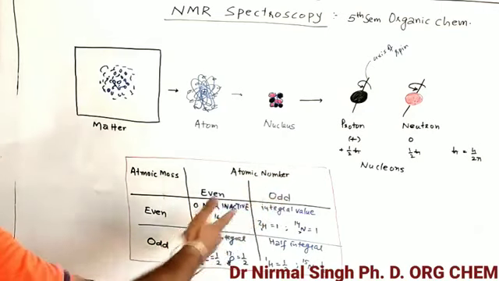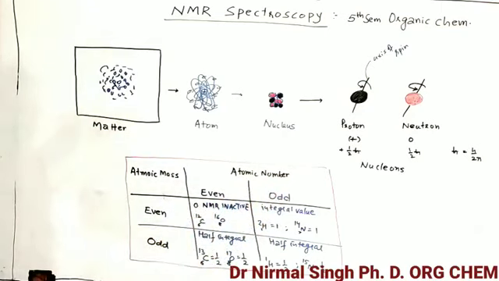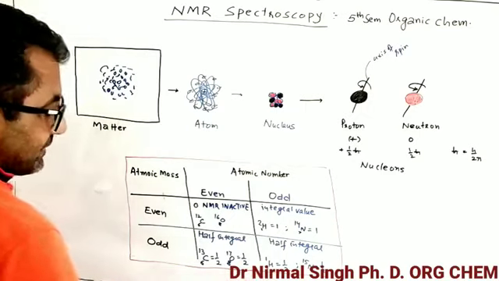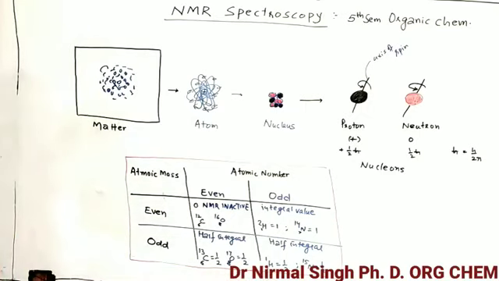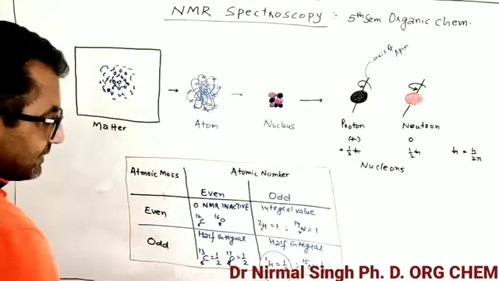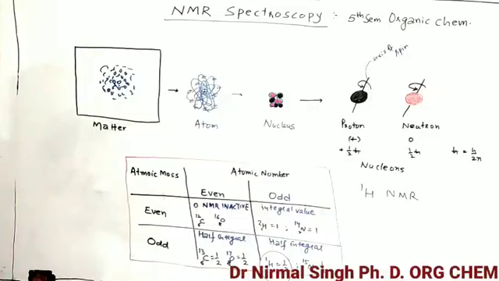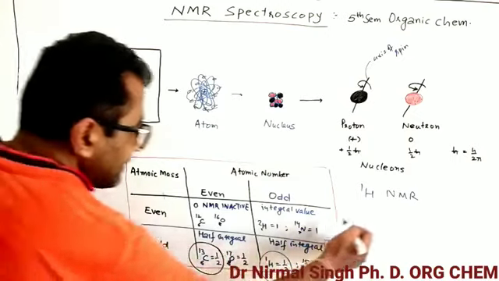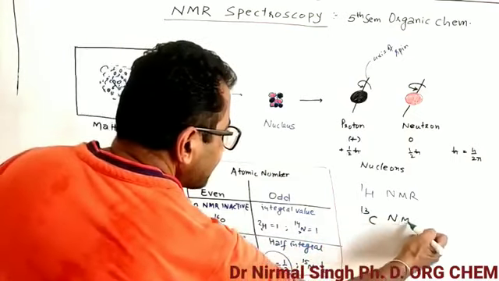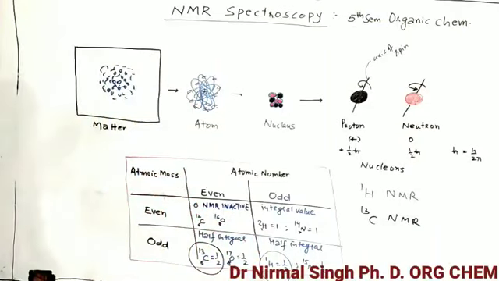Last is if both the atomic mass and atomic number are odd, that is the proton. This is H1 NMR spectroscopy. Based upon this, there is H1 NMR spectroscopy, also known as proton nuclear magnetic resonance spectroscopy. And there is C13 NMR spectroscopy, C13 nuclear magnetic resonance spectroscopy. These two types of spectroscopy are well known for finding the structure of organic compounds.